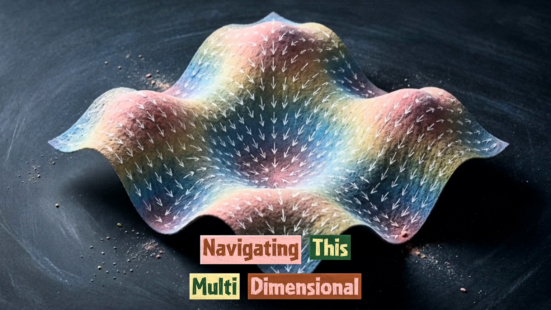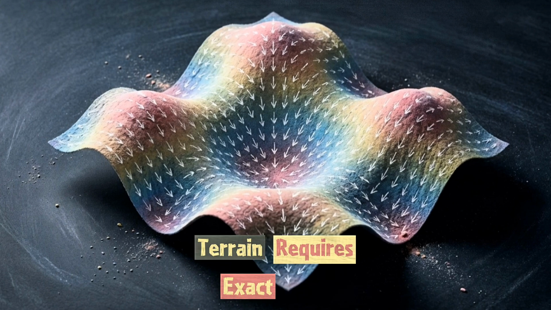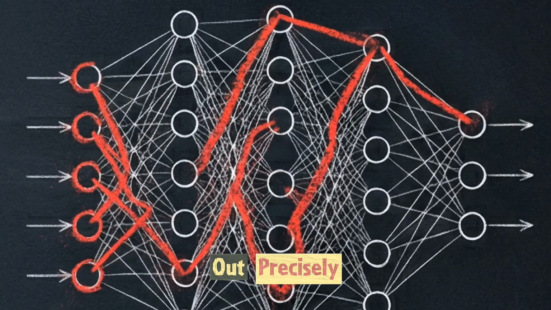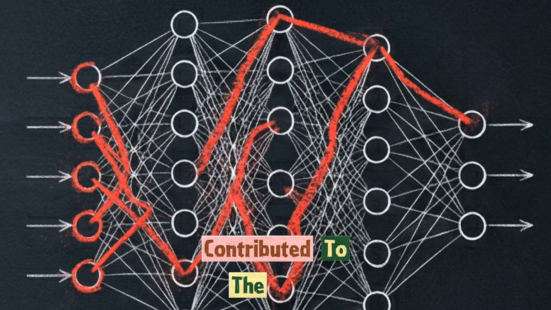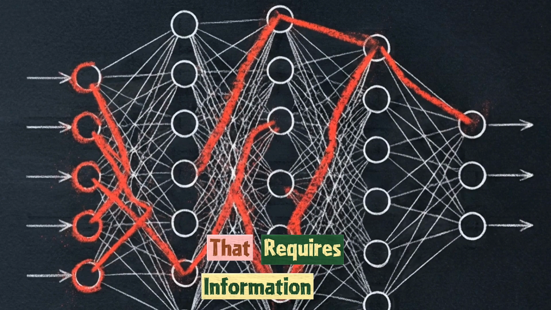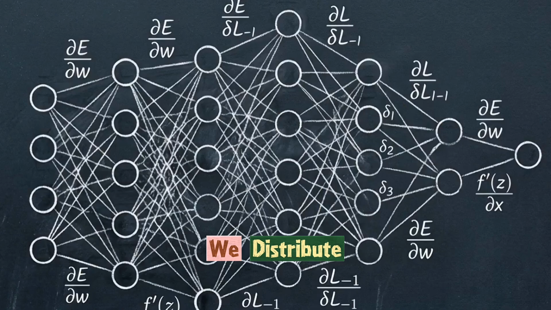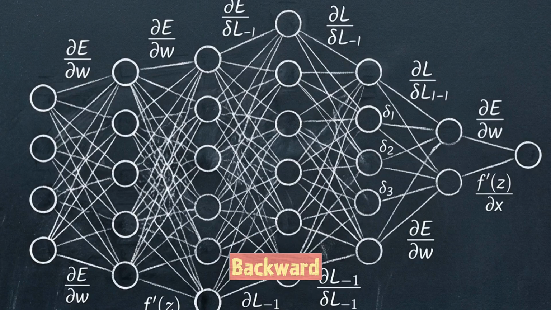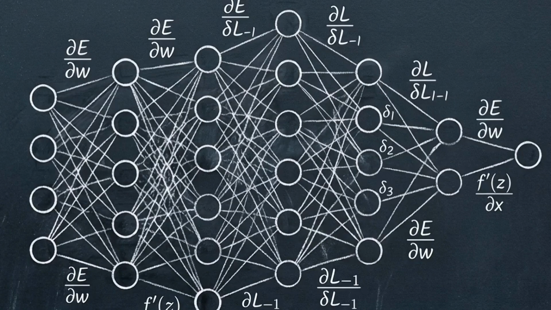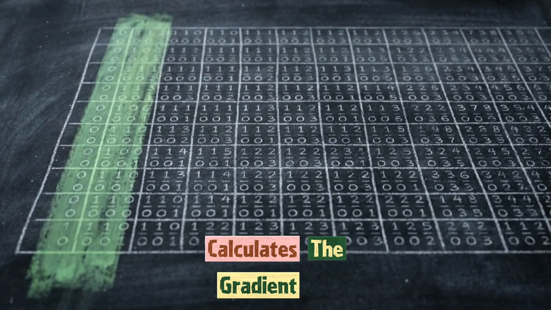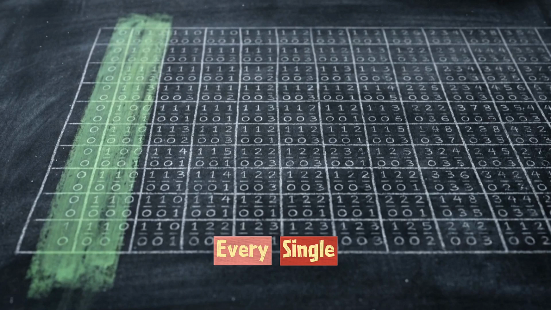Navigating this multi-dimensional terrain requires exact data. We have to figure out precisely how much each individual weight across the network contributed to the final error. That requires information to flow backward. We distribute the blame for the final error backward through the network's layers using an algorithm called backpropagation. Backpropagation calculates the gradient of the loss function for every single weight by working sequentially from the output back to the input.